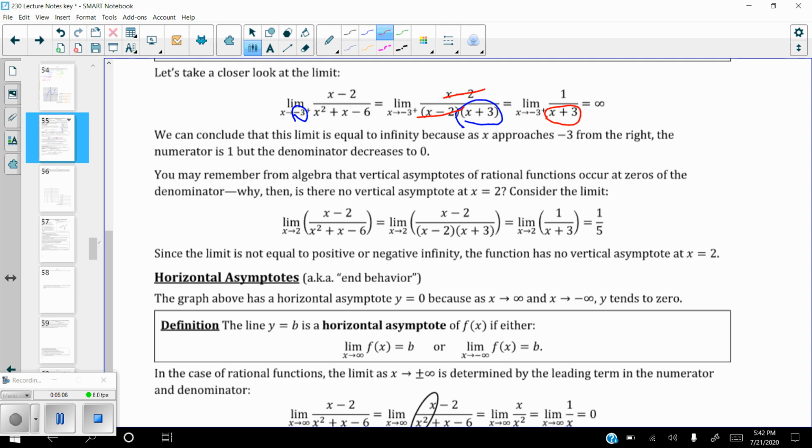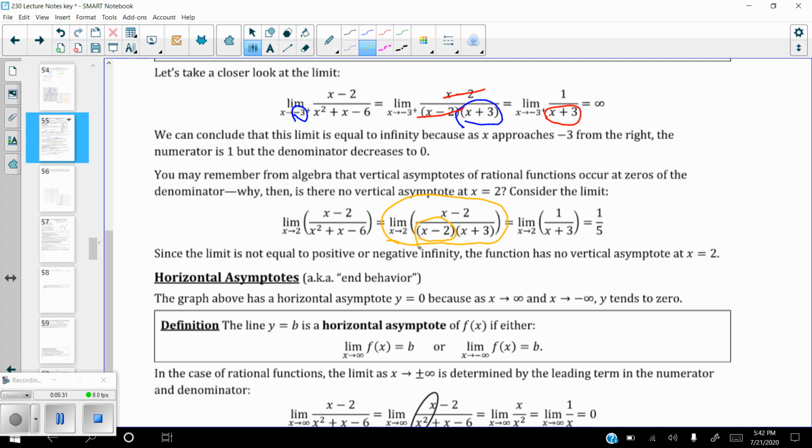Now, if we look at what we did get rid of, you might ask yourself, well, if I just stop at this step right here, and I say, well, okay, what if I let the limit of x approach 2? That gives me a 0 in the denominator here. Why doesn't that give us an asymptote?